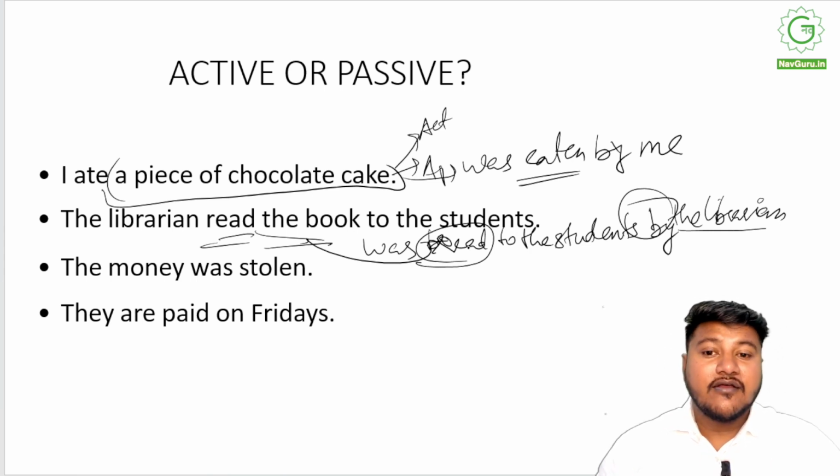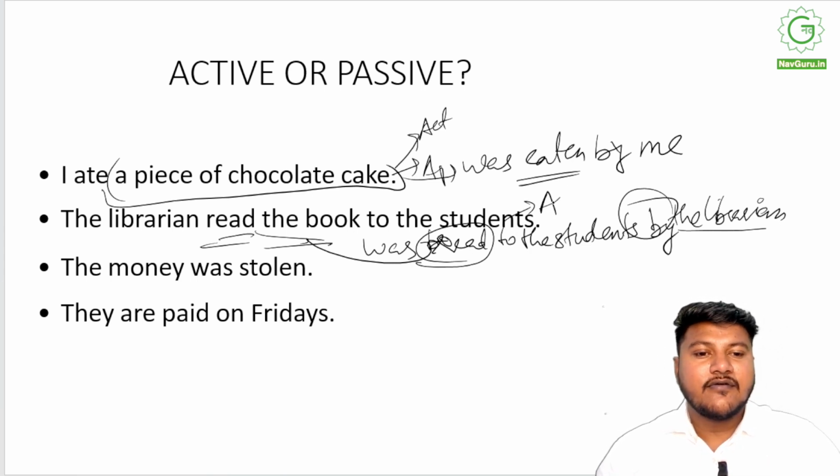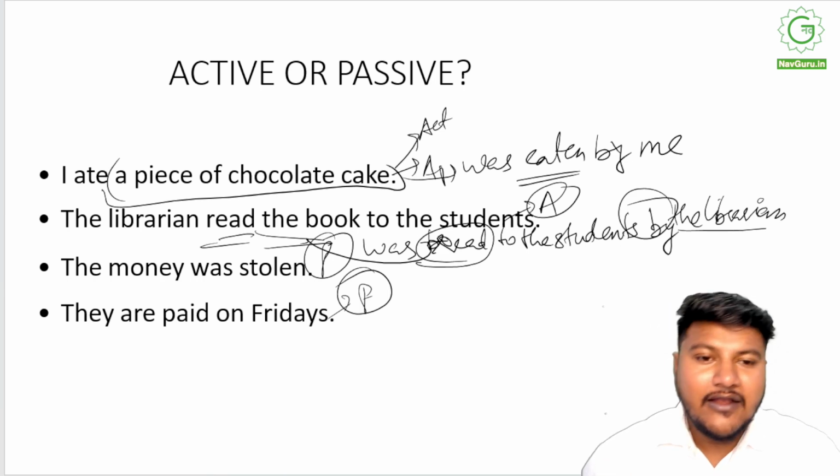The money was stolen. Is this active or passive? This is already a passive sentence. They are paid on Fridays. This is also another passive sentence, right?